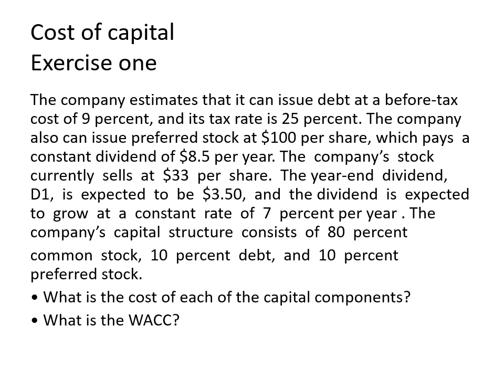Here is the first example. Our first example shows a company that estimates that it can issue debt at a before-tax cost of 9%. All of us know that borrowing or taking a loan from a bank will cost us the interest rate of this loan, because we are going to repay the loan as principal plus its interest.